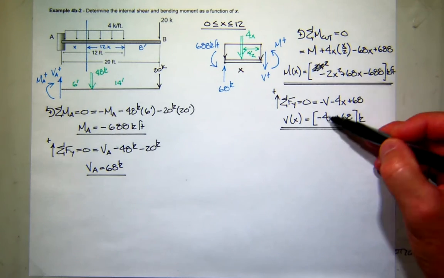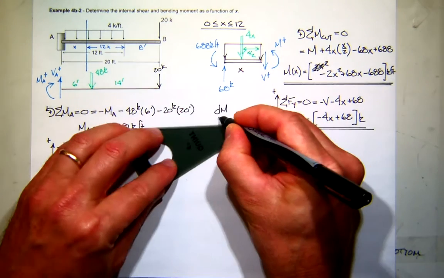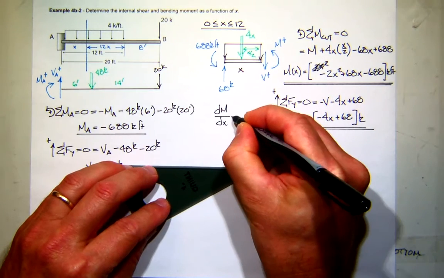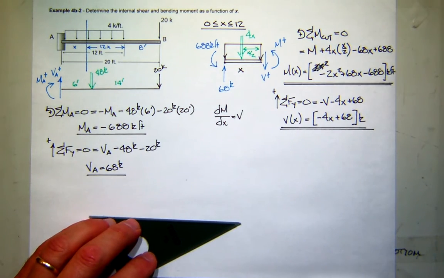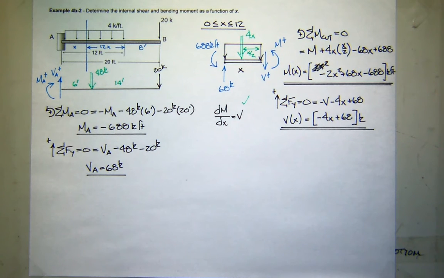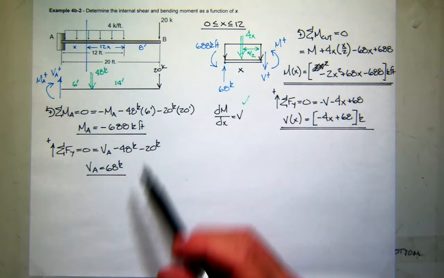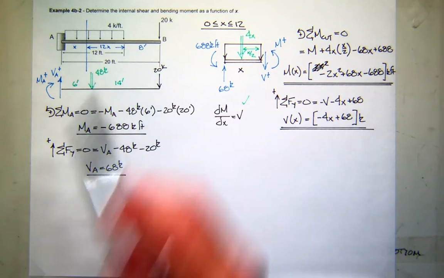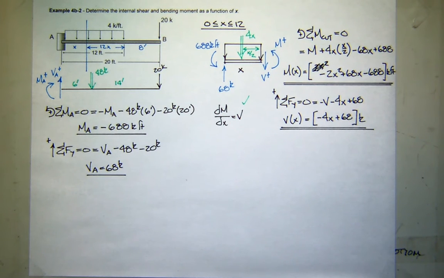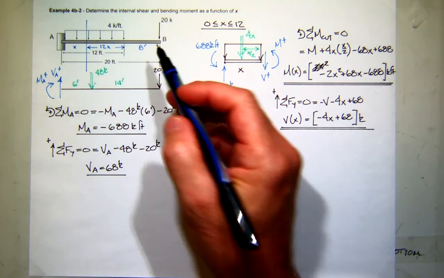Also, is the derivative of the moment equal to the shear? Looks like it is, so I'll put a little check mark there. So far it looks pretty good for me. I have a relationship I like, and it matches the 2 points I know. I don't know what's happening over here at 12 yet, but maybe I'll come back and check that later. So what do I do? Am I finished? No. I need to come over here and now go from 12 to 20.